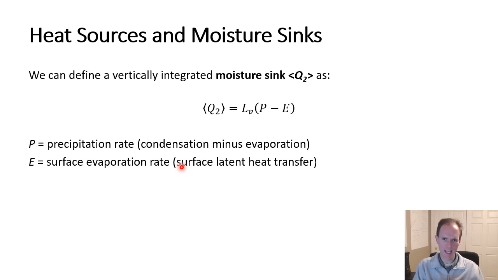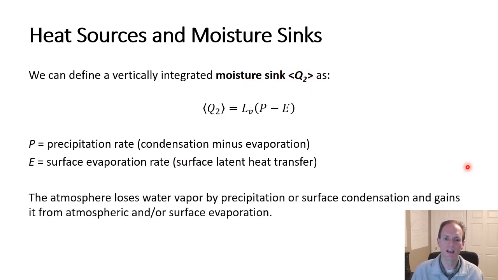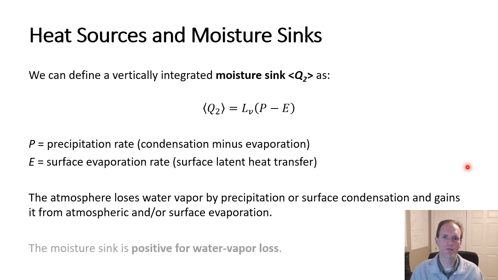So just as S on the previous slide was the surface sensible heat transfer, this E is the surface latent heat transfer. So when you are gaining moisture from the underlying surface into the atmosphere, this E will be positive. When you are losing moisture from the atmosphere to the underlying surface, this E will be negative. Q2 is defined as a moisture sink, and so consequently it is positive for water vapor loss.